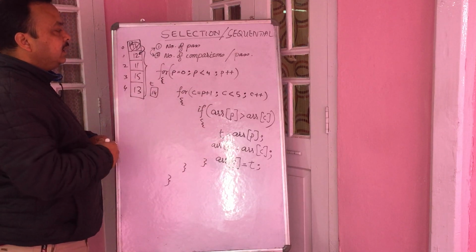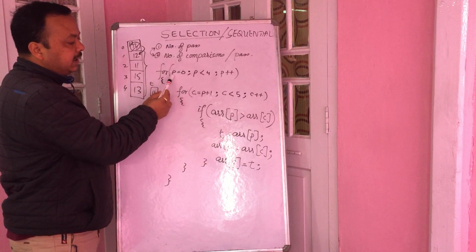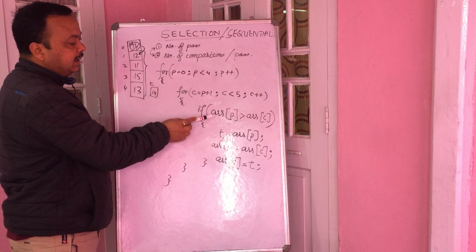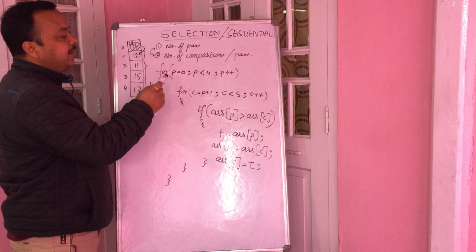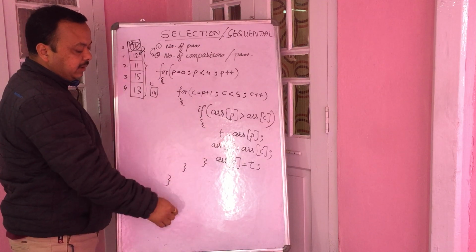I am taking for granted that you already know how to input values into an array, how to declare these variables P, C, ARR and T, and how to print the elements of the array ARR using another loop.